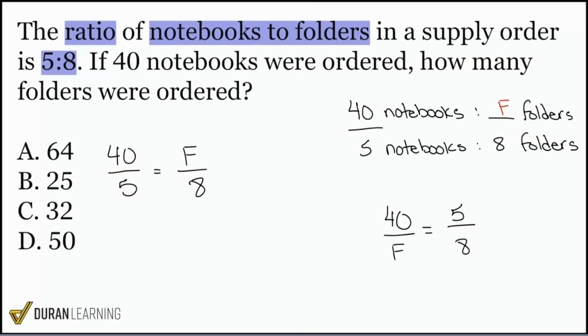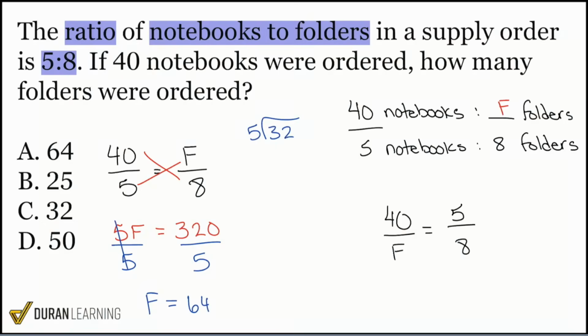Now, we can go ahead here and cross multiply and divide and get the correct answer. Watch when I do this. I can cross multiply 5 times F equals 40 times 8, which is 320. And then from here, we'll divide. We'll get the 5 out of the way. And once we divide, it cancels out on the left, giving us F equals 64. I can show that right over here.